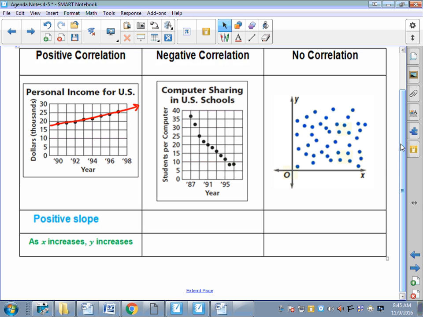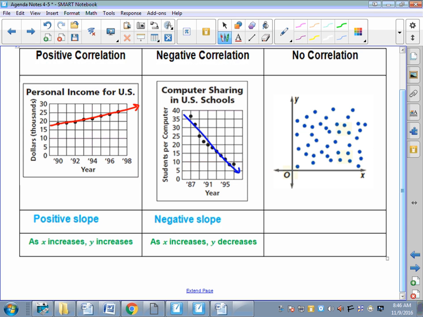Negative correlation, we've got ourselves a negative slope. And it looks to me like this one's a little bit weaker than the last one, but it looks like probably that would be close to our line of fit. So as the years increase, the students sharing computers decreases because people have their own. And no correlation, there is no line of fit, there is no slope, there's no correlation that we can make at all. And so we would say that x and y are not related, whatever they are.